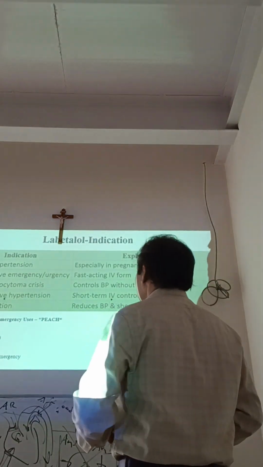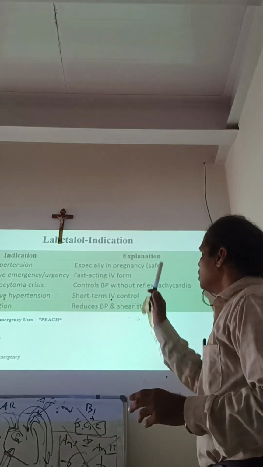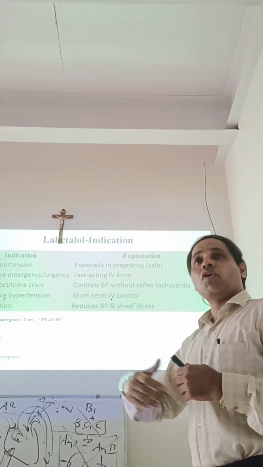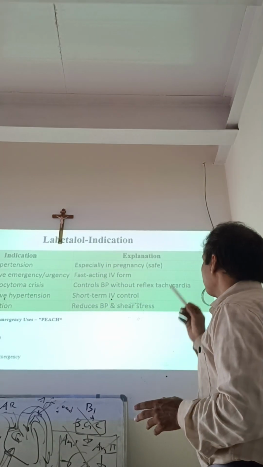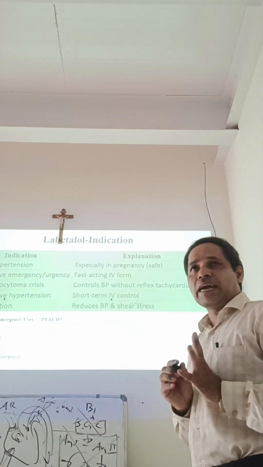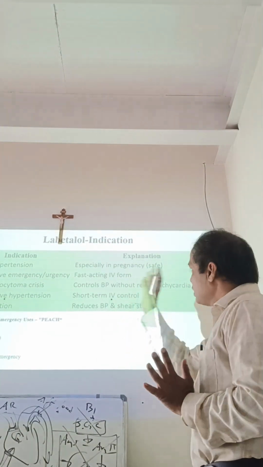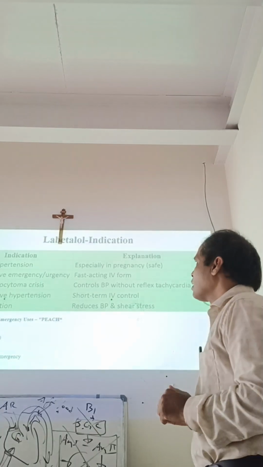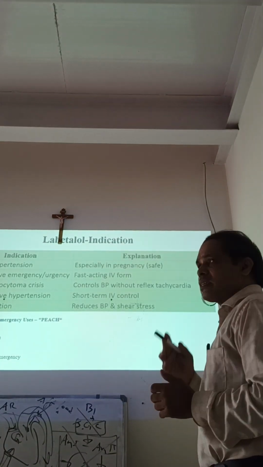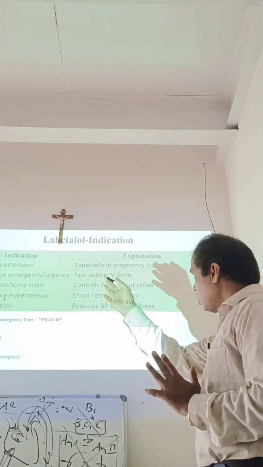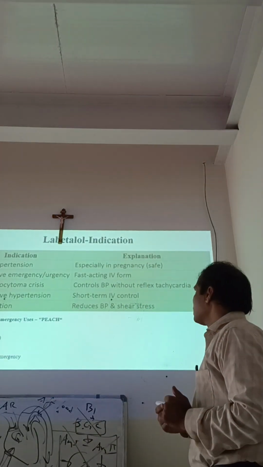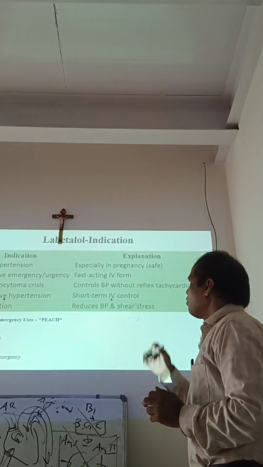So what are the indications of this labetalol? Chronic hypertension, for a long time, maybe 5, 6, 10 years, patients are suffering. Especially in pregnancy, it is a safe drug. There are some antihypertensives that should not be given in pregnancy, but this is a drug which is safe in pregnancy. Hypertensive emergency or urgency, as I told last time, 180 by 100 with end organ damage. In that condition, it is fast acting, and they give it in intravenous form.